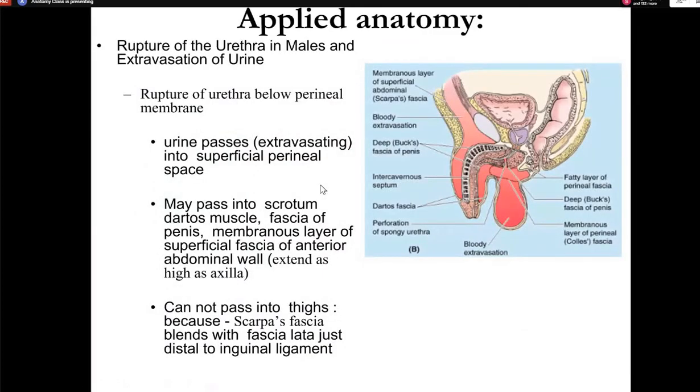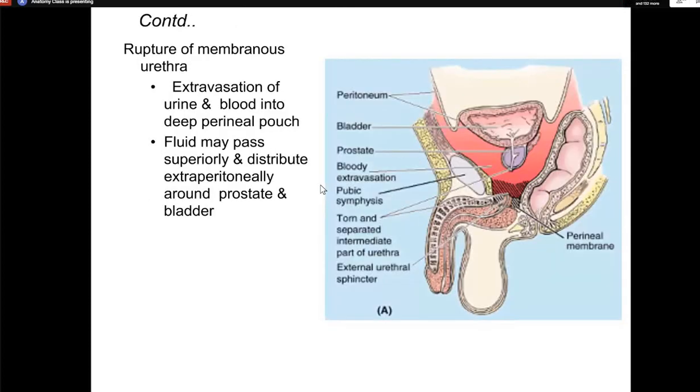Now, whenever the urethra is ruptured in the superficial perineal pouch, what will happen? This is the same thing; I'm not going to repeat this one. Now what will happen when there is a rupture in the membranous urethra? When there is a rupture in the membranous urethra, the urine and the blood will collect in the deep perineal pouch. Once collected in the deep perineal pouch, the fluid may pass superiorly and distribute extraperitoneally around the prostate and the bladder.